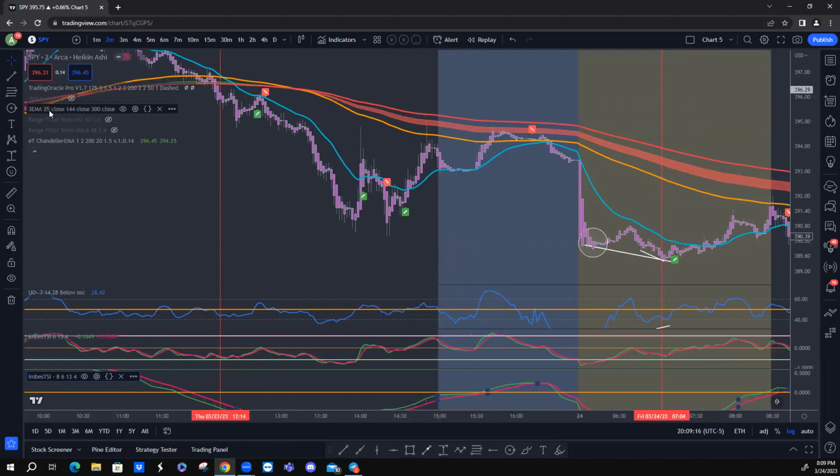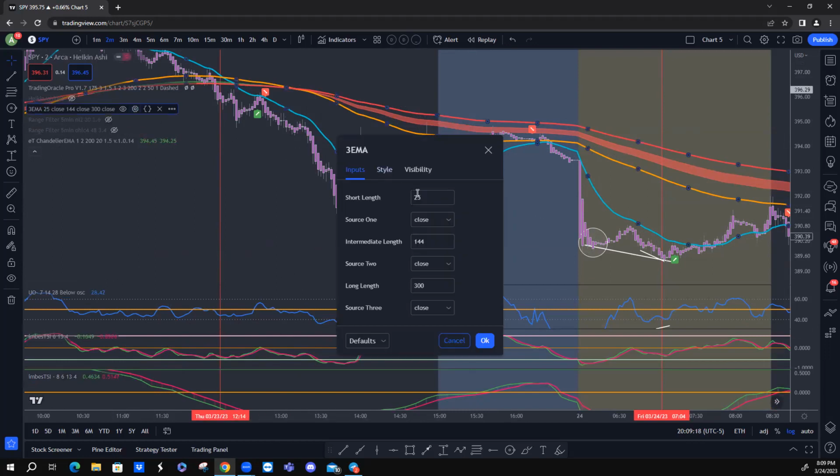And then these are my indicators up here. It's the 3 EMAs. TradingView has different EMAs that you can find, some with 5 or 6, and then turn off the other ones. But those numbers are 25, 144, and 300. If you guys were looking at those.